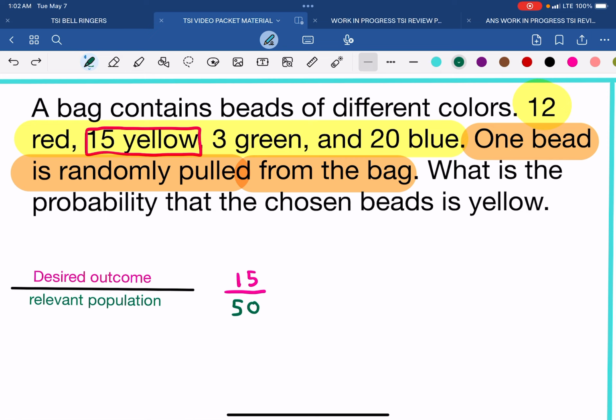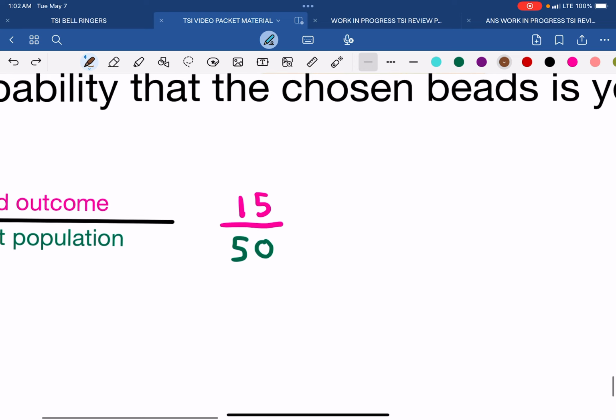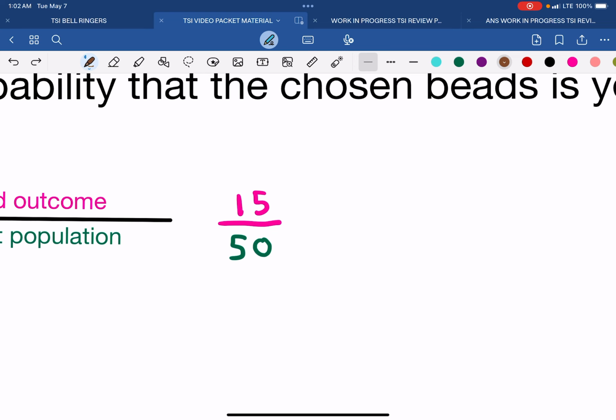All right. Now, most likely you will not see this answer. Why? Because most answers are simplified. So let's go ahead and simplify this. We've been practicing our bell ringer, so hopefully you are able to do this by now. They're both divisible by 5. So 15 divided by 5 is 3. 50 divided by 5 is 10. So this is equivalent to 3 over 10. What is that equivalent in percentage? 30%.